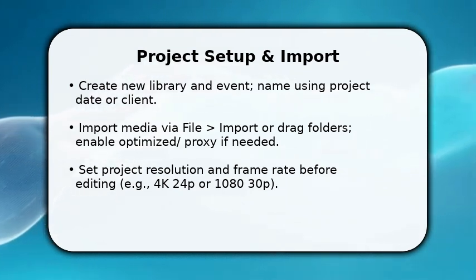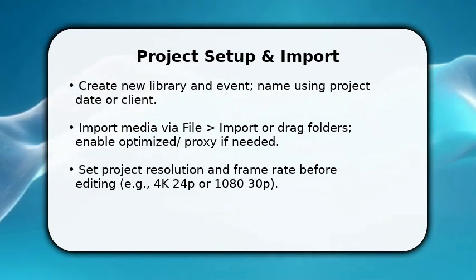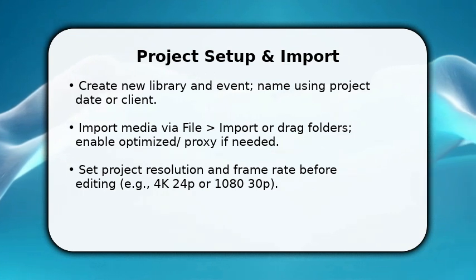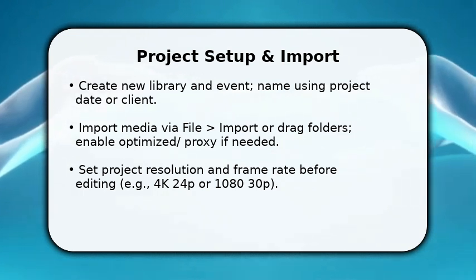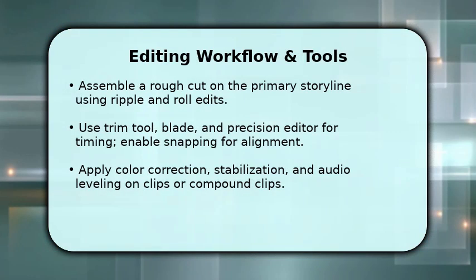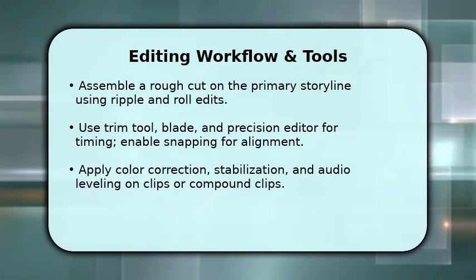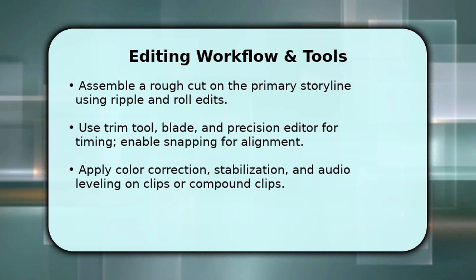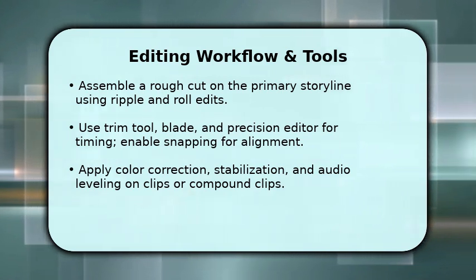Once done, skim clips and add favorites or reject tags to mark usable footage. Make sure you organize with keywords and folders to save time during assembly. You build a rough cut on the primary storyline, placing clips in the order of your story beats. Use ripple and roll edits to tighten pacing quickly.